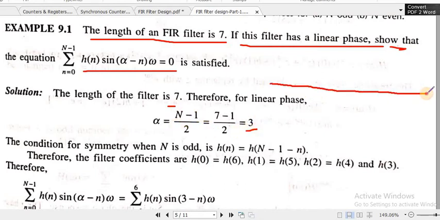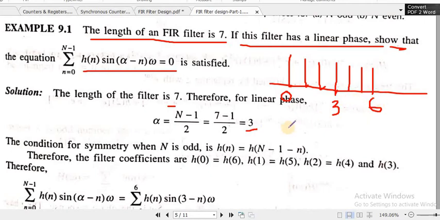So basically consider like this. Total filter response, the length is 7, so this is 0, 1, 2, 3, 4, 5, 6. These are the impulse responses, and the center of symmetricity is 3.